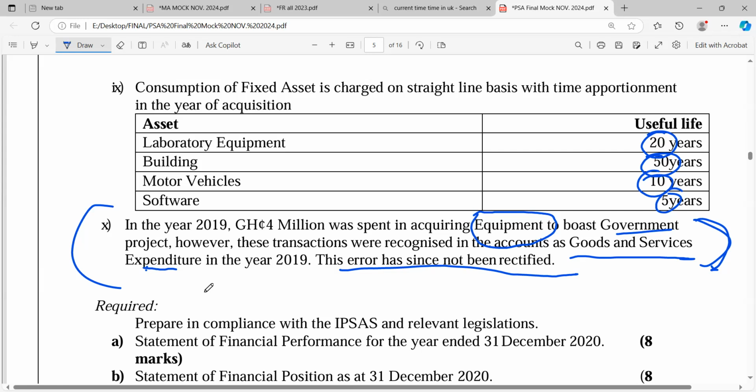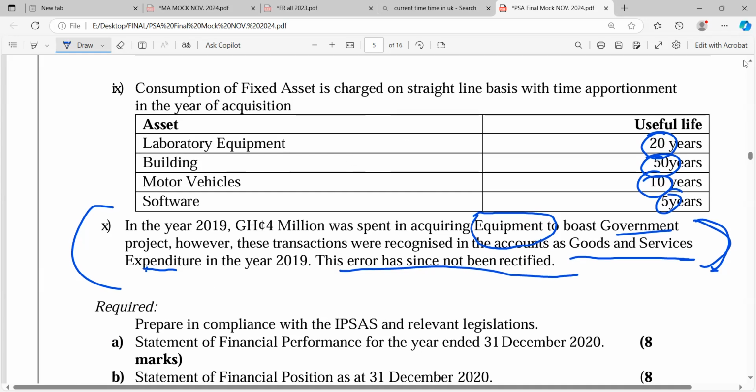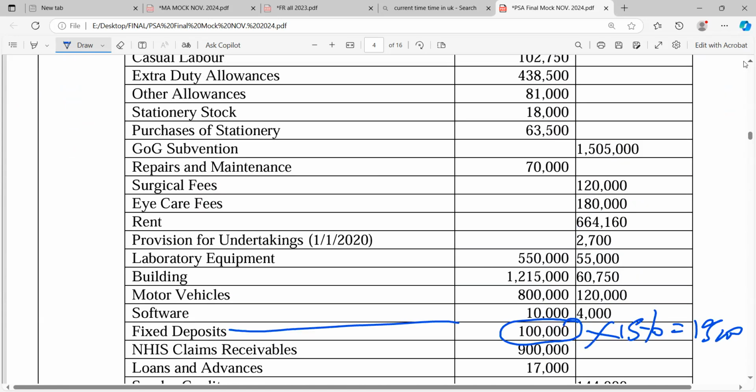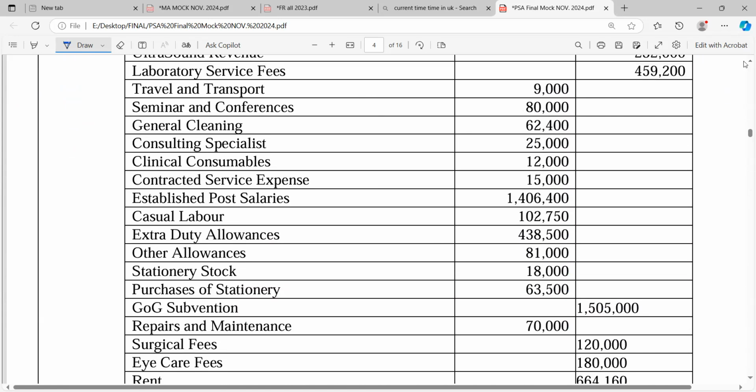Now let me just scan through the trial balance and see where all the items go. Then I leave you to go and put these pieces together. You see that the notes look plenty, but there's nothing inside.